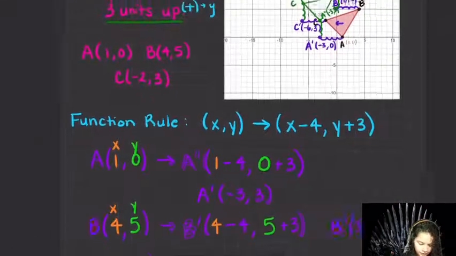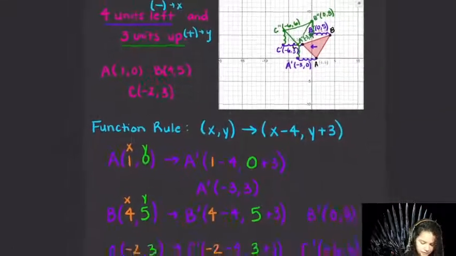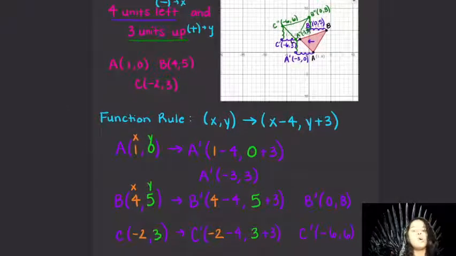okay? So again, there are 2 different ways to do translations. You can either use the function rule, or you can also use the picture itself, okay? Whichever one you feel more comfortable with, try to stick with that one, and then practice the other one so that you can get more familiar with it, okay?